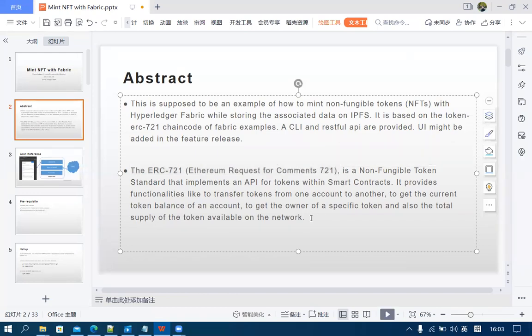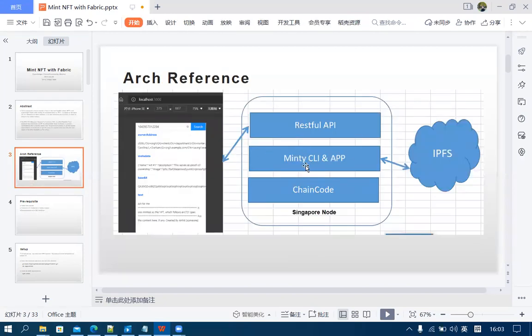I will introduce the Minty CLI and apps, and also a RESTful API, and reuse the community chain code, and also some thinking on NFT, because I find some interesting things there. I will show you later. This is the architecture. The whole story is here. IPFS will be the storage backbone behind our chain code and applications.